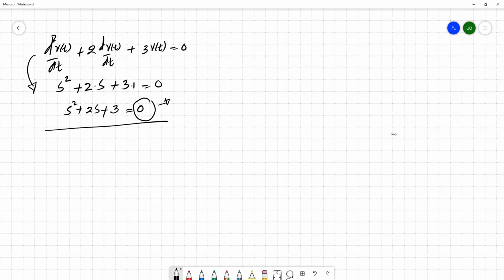So to make it 0, first you start with the differential equation and set the right hand side to be 0, and then convert it to an s function by replacing all these nth order derivatives, d^n/dt^n, with s to the power n. Okay, so hope it's clear.